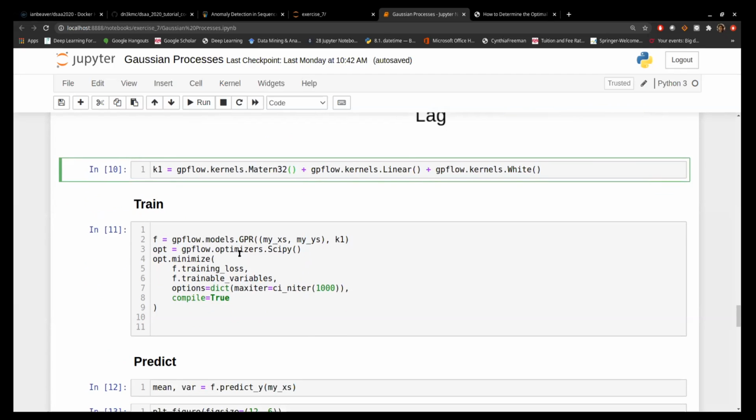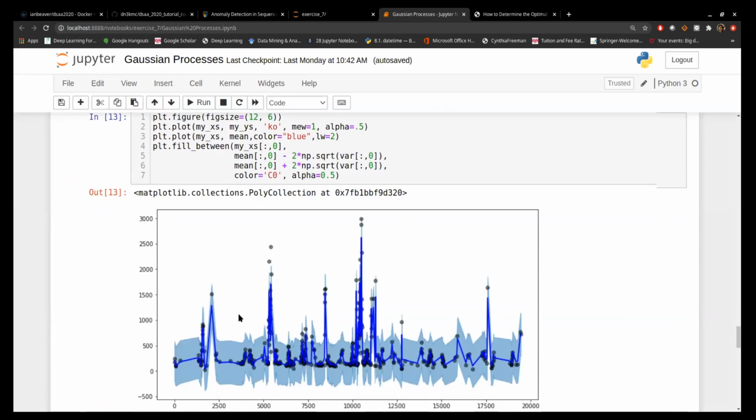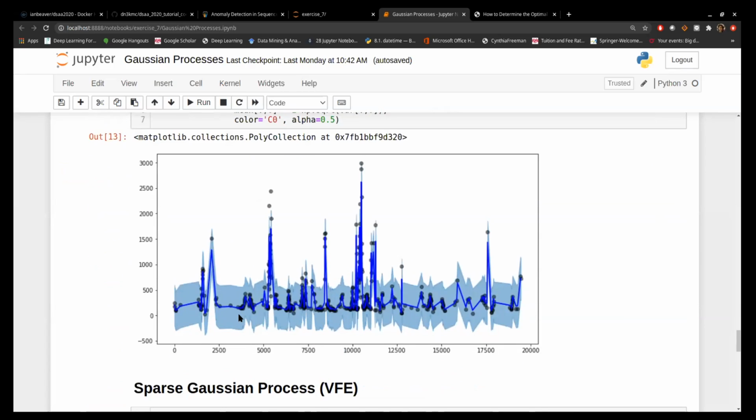So here I decided to train my Gaussian process model and have it predict on the in sample data and plot the predictions on the trained data along with the confidence interval. And this is actually somewhat fast to train, but if you have a larger data set, this will be really slow.